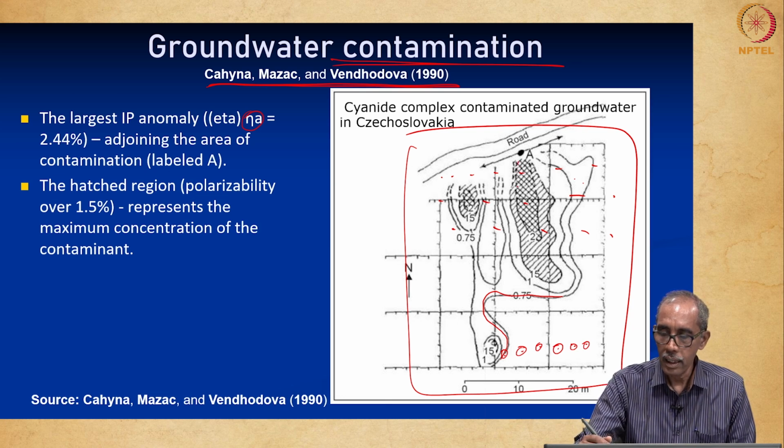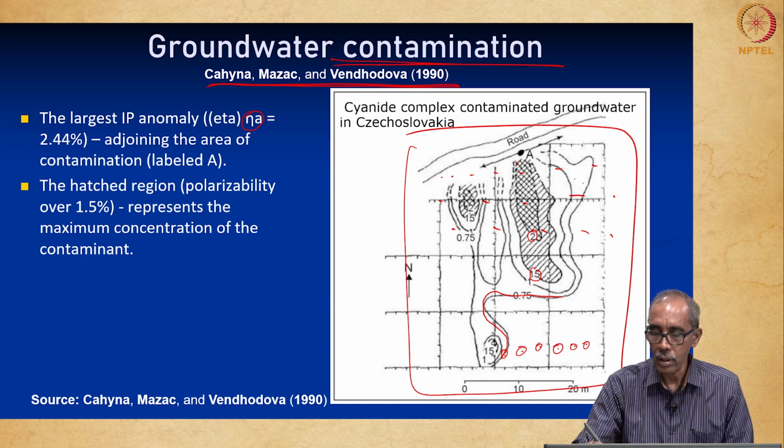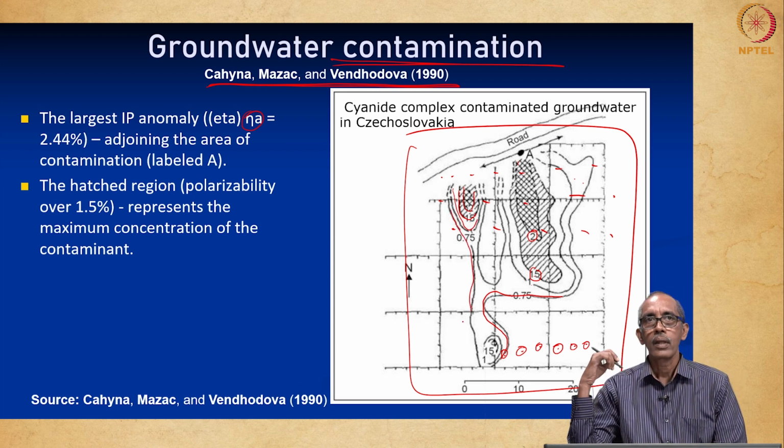Here is a region where the chargeability is around 2, I can read it as 2. Here is the 1.5 contour, here is the 1 contour, this is 0.75. So, here is the 2, 1.5, right. Then this is 1, this is 0.75, okay. Now, we could decipher different areas.